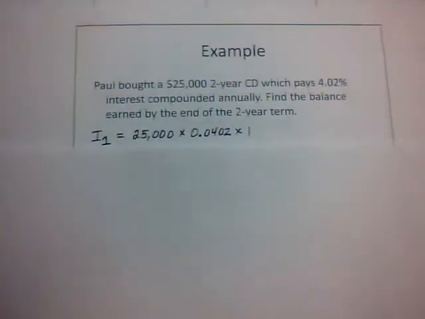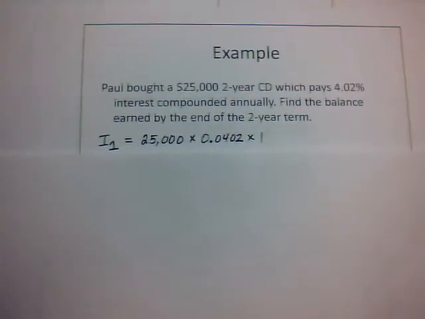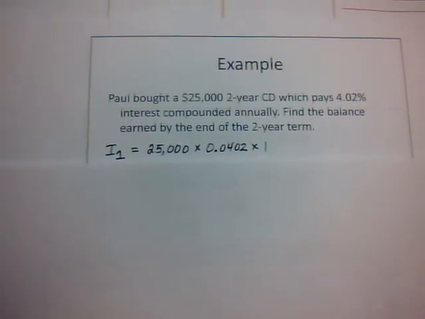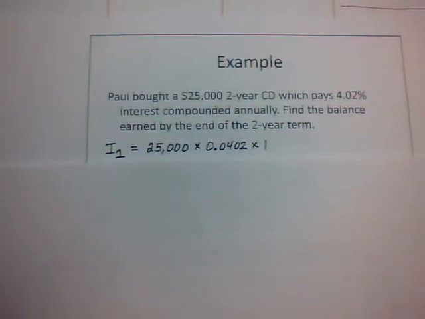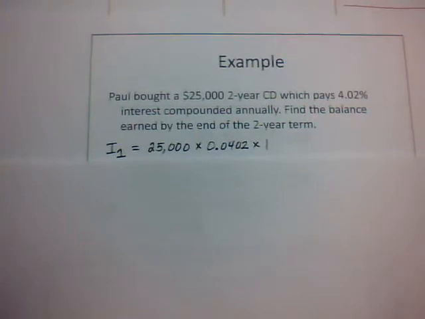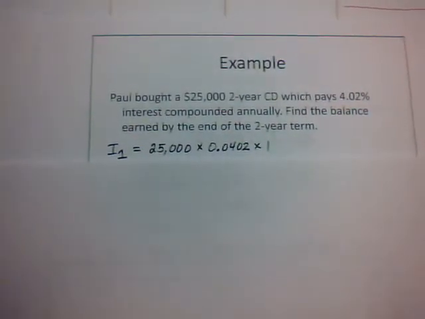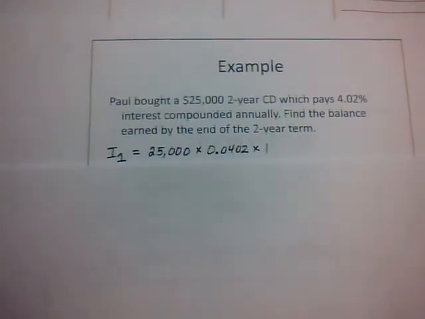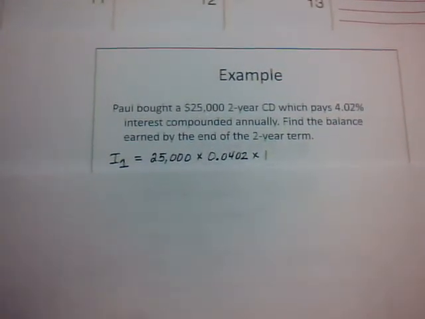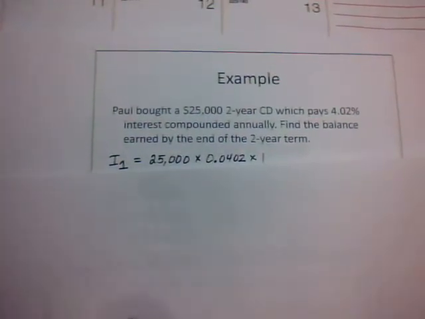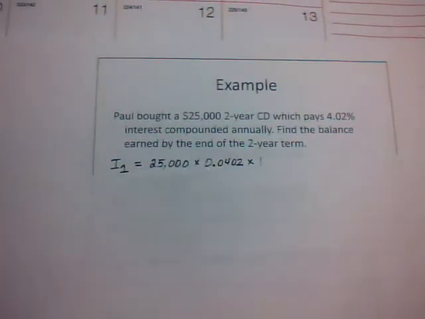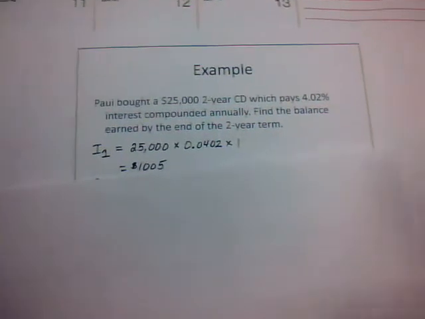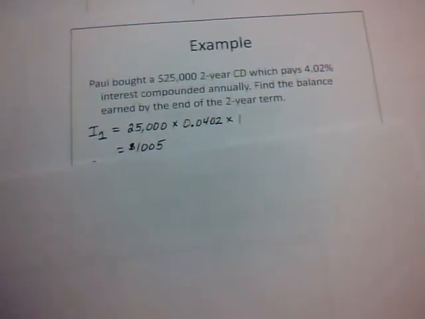Okay, so let's look at the interest after the first year. That's going to be $25,000 multiplied by 0.0402, when you convert 4.02% to a decimal, times 1 year. We're using the simple interest formula, I is equal to P times R times T. Now when we multiply those numbers together, you'll get $1,005. That's the interest at the end of the first year.